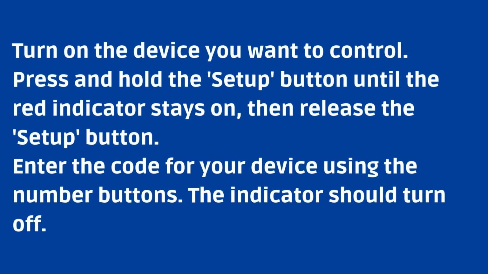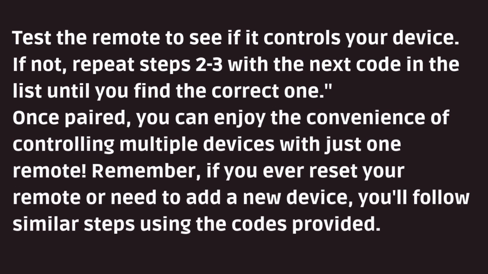Turn on the device you want to control. Press and hold the setup button until the red indicator stays on, then release the setup button. Enter the code for your device using the number buttons. The indicator should turn off. Test the remote to see if it controls your device. If not, repeat steps 2 to 3 with the next code in the list until you find the correct one.